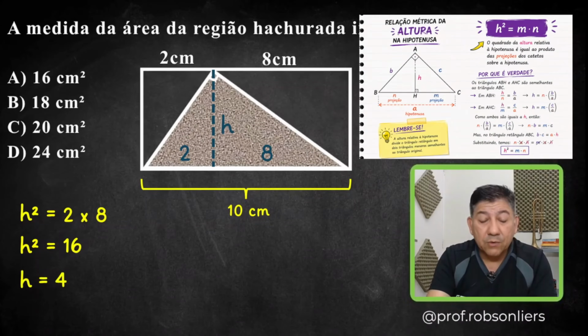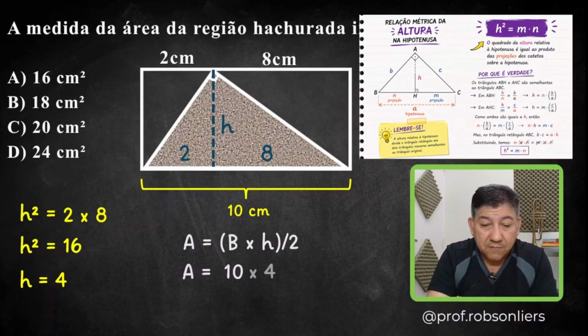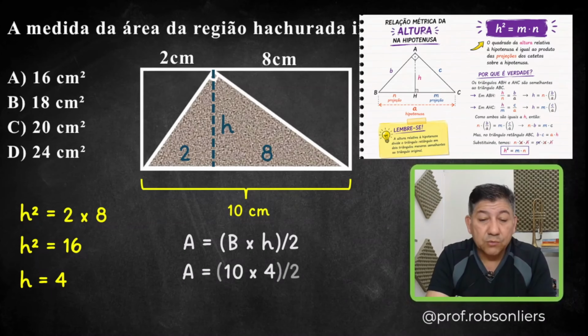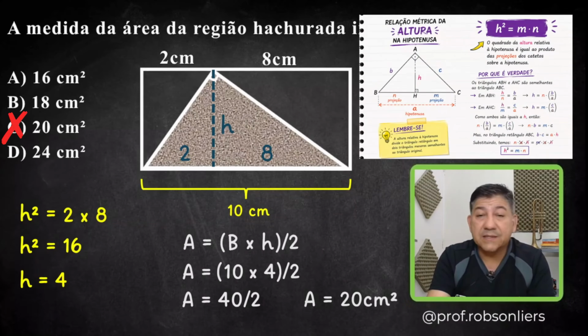We found the height, we found the base of the triangle, which is equal to 10. To find this area, the area of the triangle, base times height divided by 2, we already have the base, which is 10. We found the height, which is 4. Substituting into the formula, the area will be equal to the base, which is 10, times the height, which is 4, all of that divided by 2. 10 times 4, 40, so it will be 40 divided by 2. We conclude that the area of the triangle, which is the shaded area, which is what we want to find, is equal to 20 square centimeters. Whoever chose letter C got the question right.